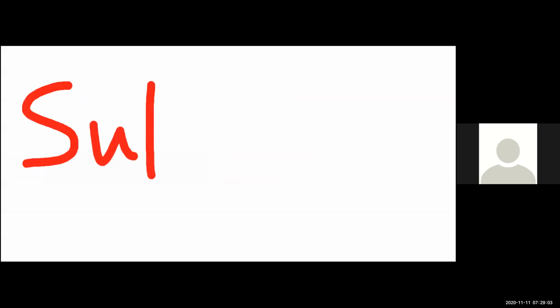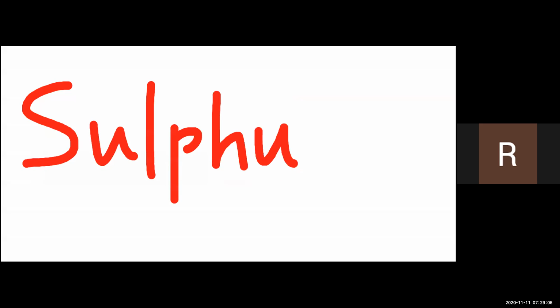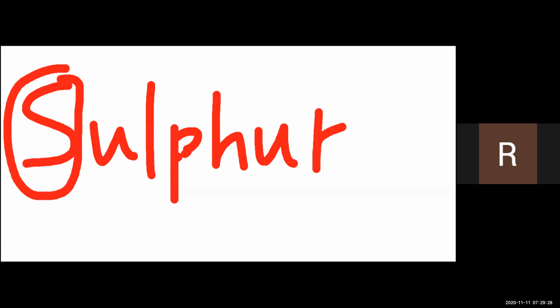After phosphorus, students, next element is, write in the element column, sulfur. S U L P H U R. Sulfur. This sulfur gas is very poisonous to us. This first letter is used as the symbol for sulfur. So the symbol for sulfur is S. S is the symbol for sulfur.